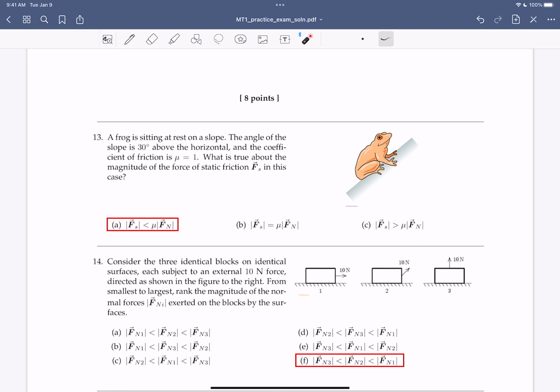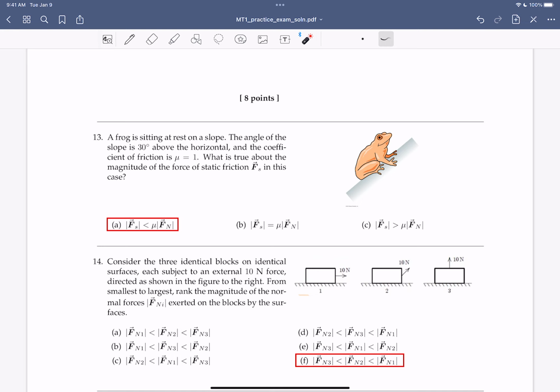Well, if you've been to my sessions, if you've been watching the videos, you know that the static friction force is a range. It's a variable force, right? It can increase over time, and it's less than or equal to mu times Fn. It only equals mu Fn if the object is about to slip.